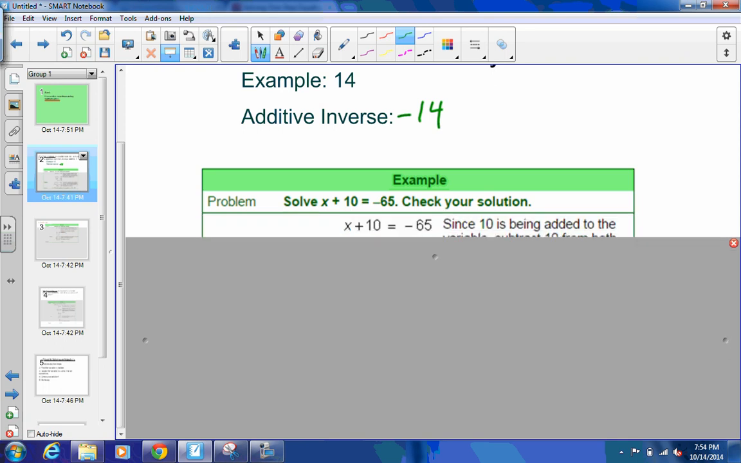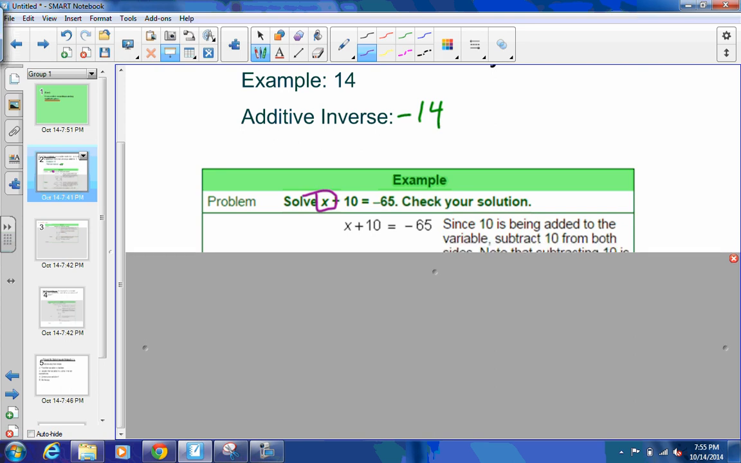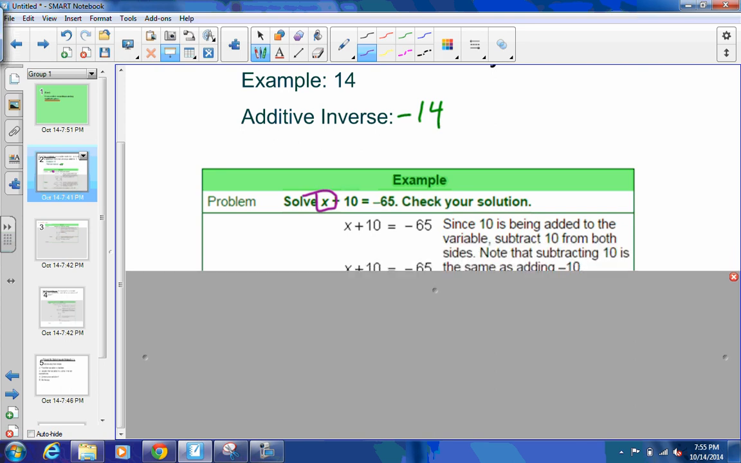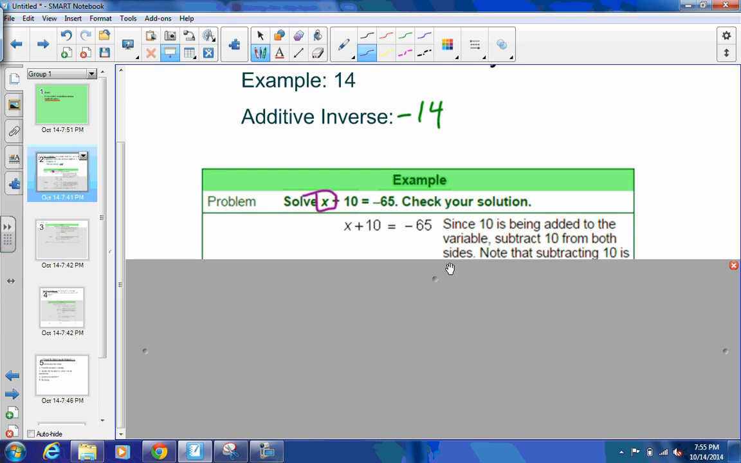So, first of all, you have x plus 10 equals negative 65. We're looking at the left. The very first step that you should always think about is, what variable am I trying to solve for and isolate? In this case, we're looking at the x. Put a nice box around it so that stays there. But to isolate it, it has to be all by itself. Since 10 is being added to the variable, we want to subtract that 10 from both sides. We don't want that 10 on the left side anymore.